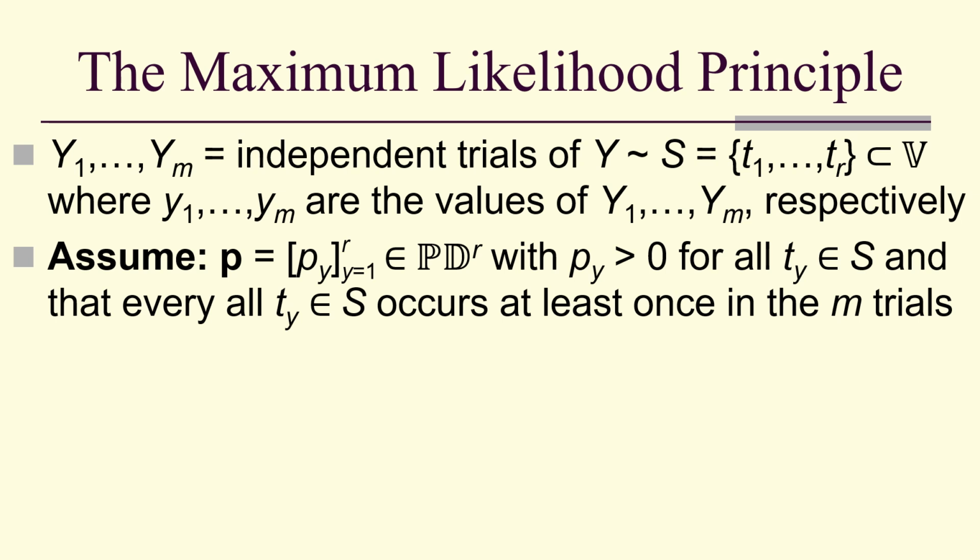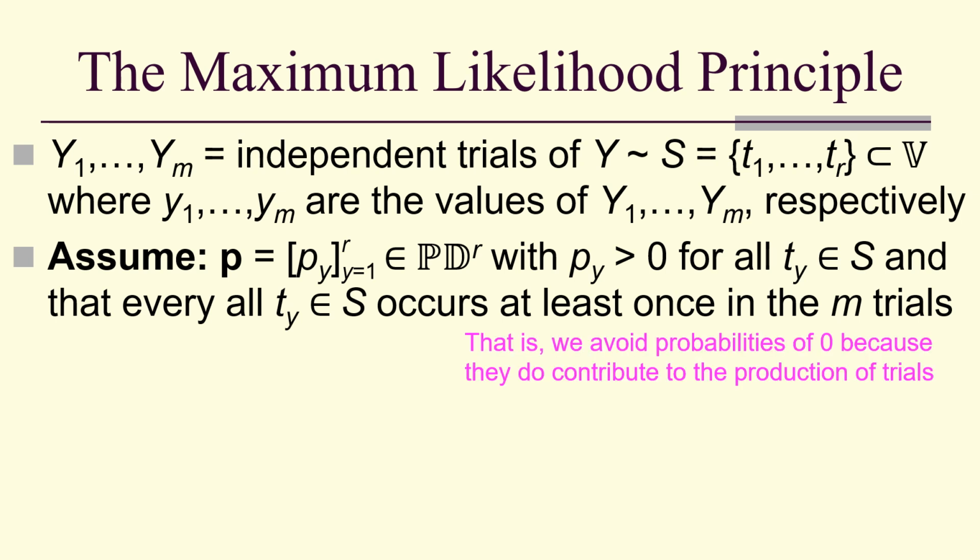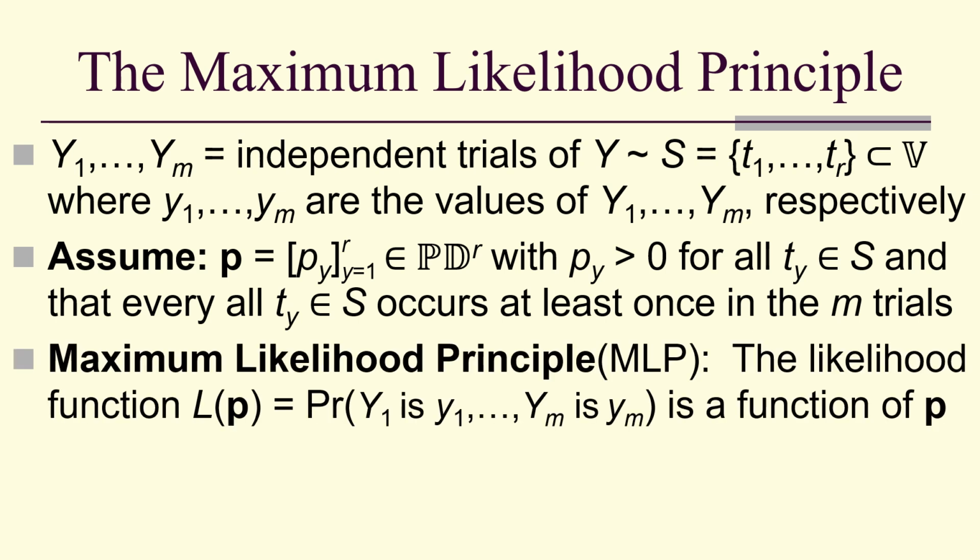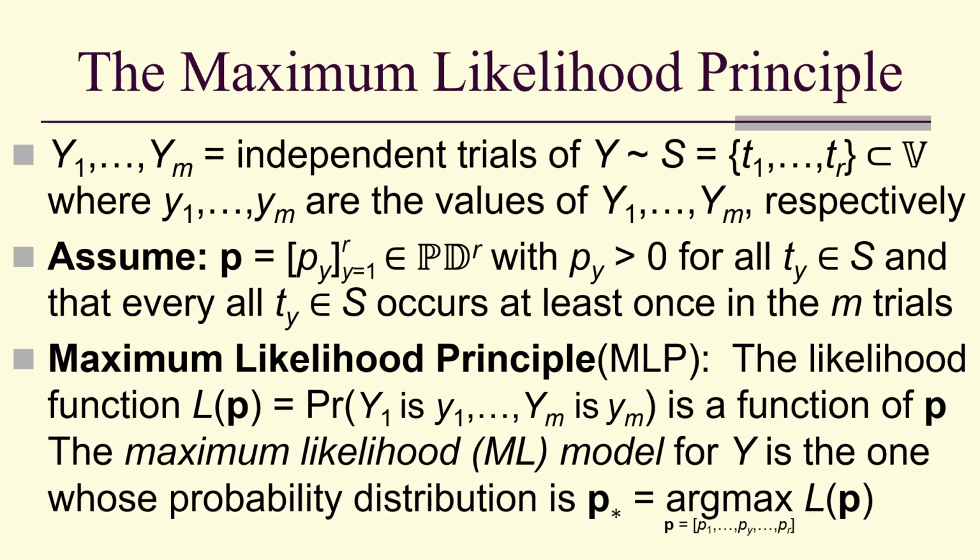Now we're going to assume only strictly positive probabilities and that every outcome in S occurs at least once in our M trials. This is to avoid probabilities of zero because they do not contribute to the production of trials. The maximum likelihood principle is that the likelihood function, L of P, is the joint probability that capital Y1 is little y1, so on and so forth. It's a function of P. It's a mapping from PDR to R. And the maximum likelihood model for Y is the one that maximizes the likelihood function over PDR.